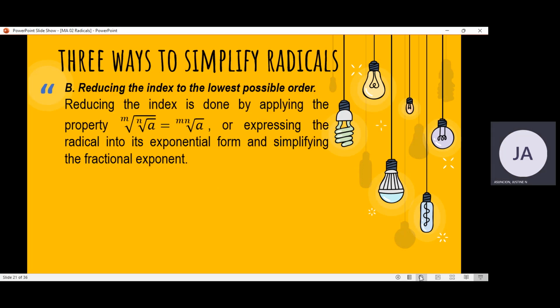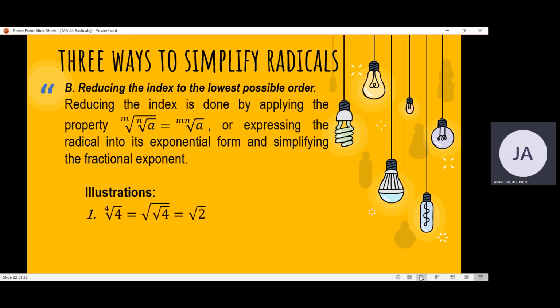Another way to simplify radicals is to reduce the index to the lowest possible order. Reducing the index is done by applying this property, the law of radicals. Here we have the m root of the nth root of a, which is the m times n root of a, or expressing the radical in its exponential form. So we can use the exponential form to simplify it. Let's have an illustration.